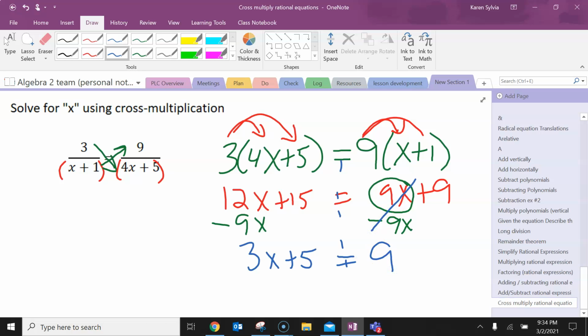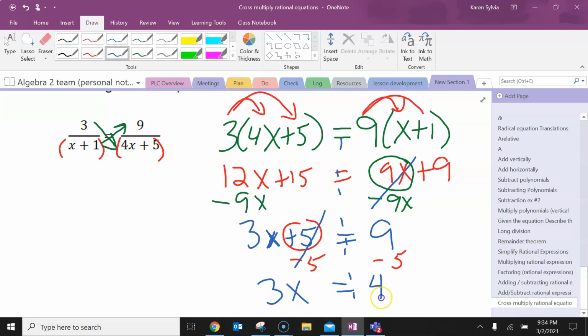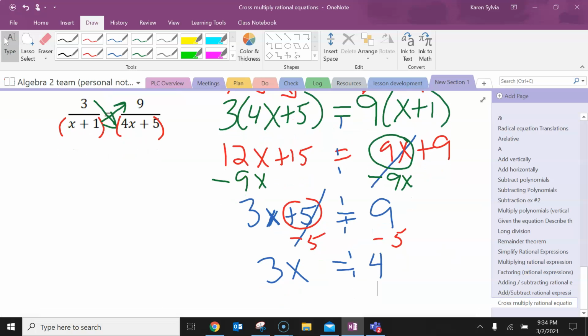Now I'm trying to isolate this x, so my next step is to get rid of the 5 through subtraction. That will give me 3x, those will cancel, equals 4. And my final step is to divide both sides by 3. Again, I'm trying to isolate x. So that's telling me that x equals 4/3.